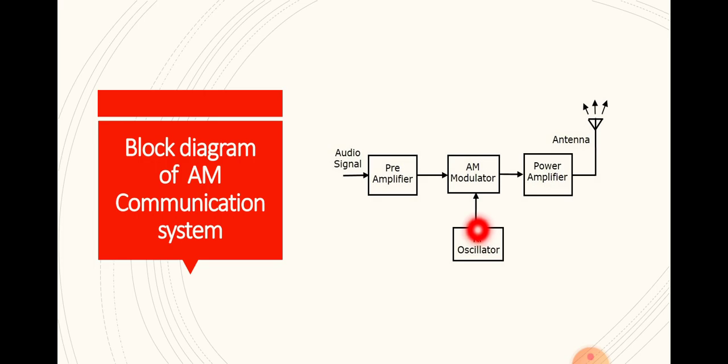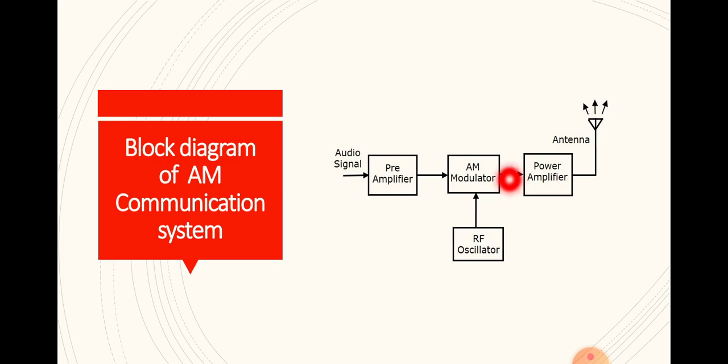So let us consider the AM modulator. This block has two inputs. One input from the preamplifier, that is the modulating signal. The second input from the RF oscillator, that is the carrier signal. Then what is the role of the modulator? This AM modulator, that means amplitude modulator, changes the amplitude of the carrier according to the modulating signal and generates the output at this point.